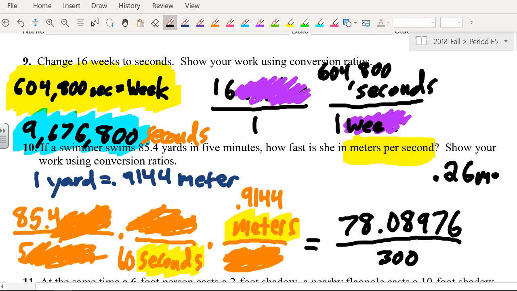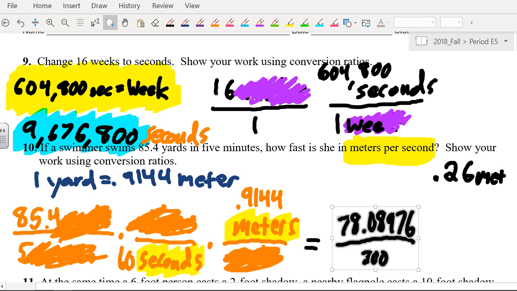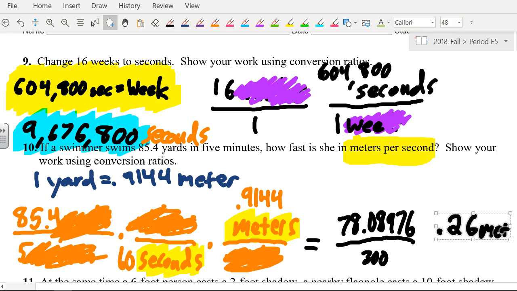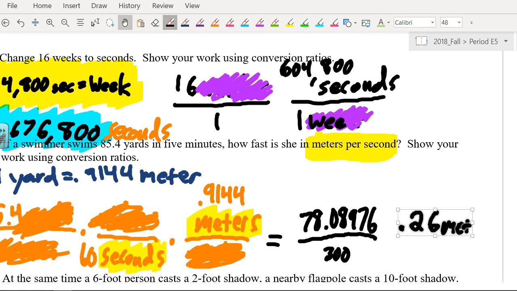0.26 meters over 1 second. Over seconds. I really need to shrink this because this is a lot. 0.26 meters per second. I'm even going to move this whole thing over. Okay. Meters per second. Any questions?